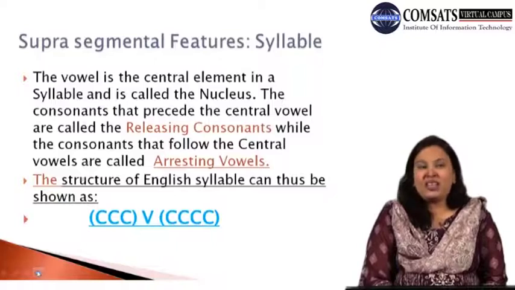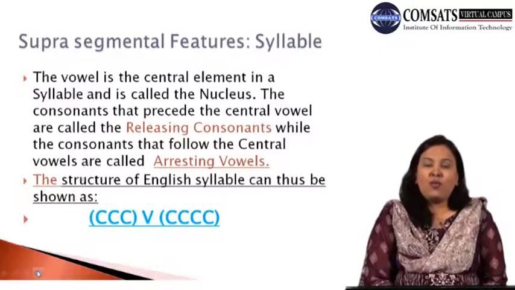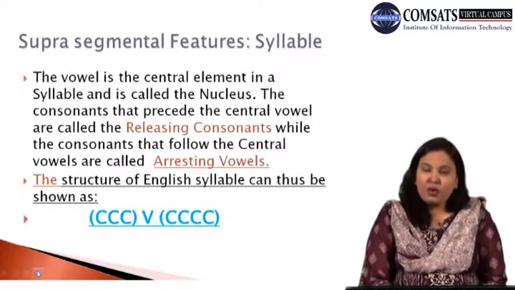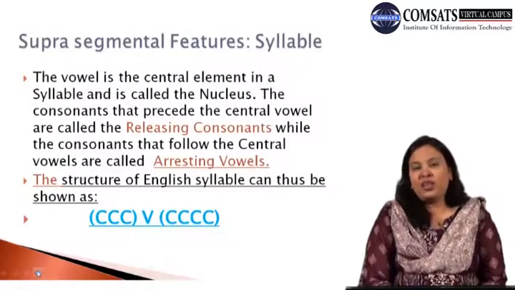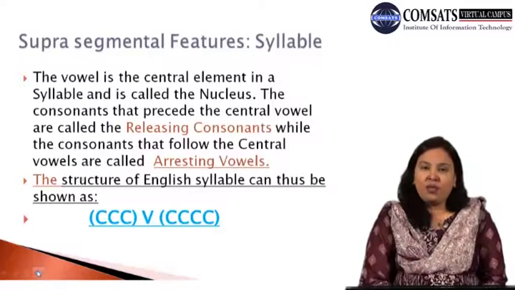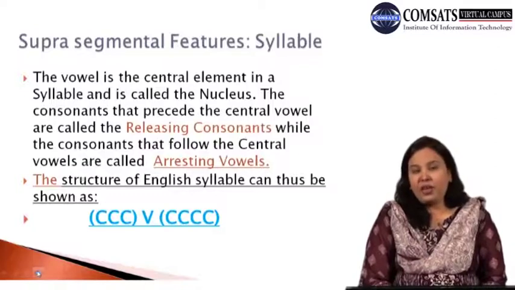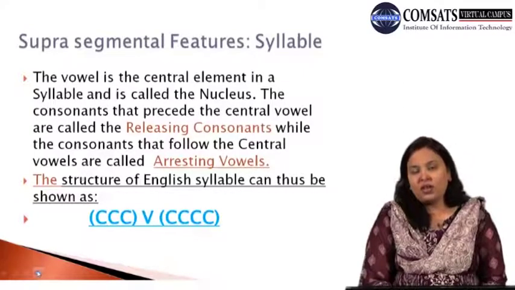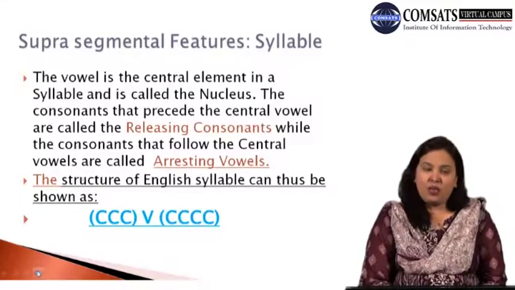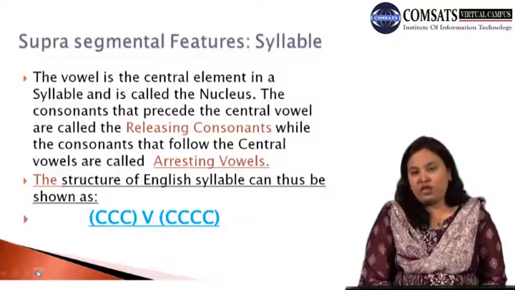arresting consonants. Whereas releasing consonants, because the vowel is coming after them, so it means they are somehow releasing the vowel. So this way they are known as releasing consonants. So in between is the nucleus, on one side, at the onset position, we have the releasing consonants, and at the coda position we have the arresting consonants. So what is the structure?